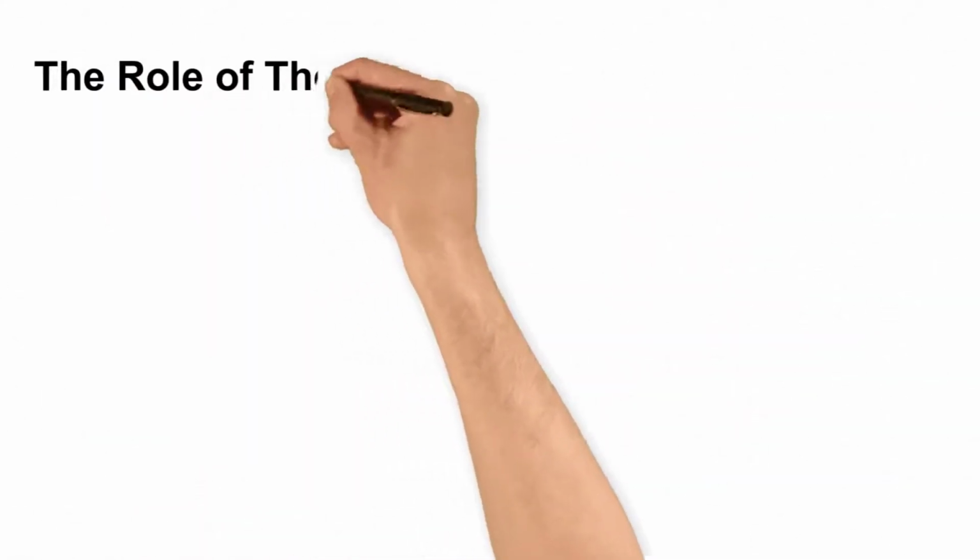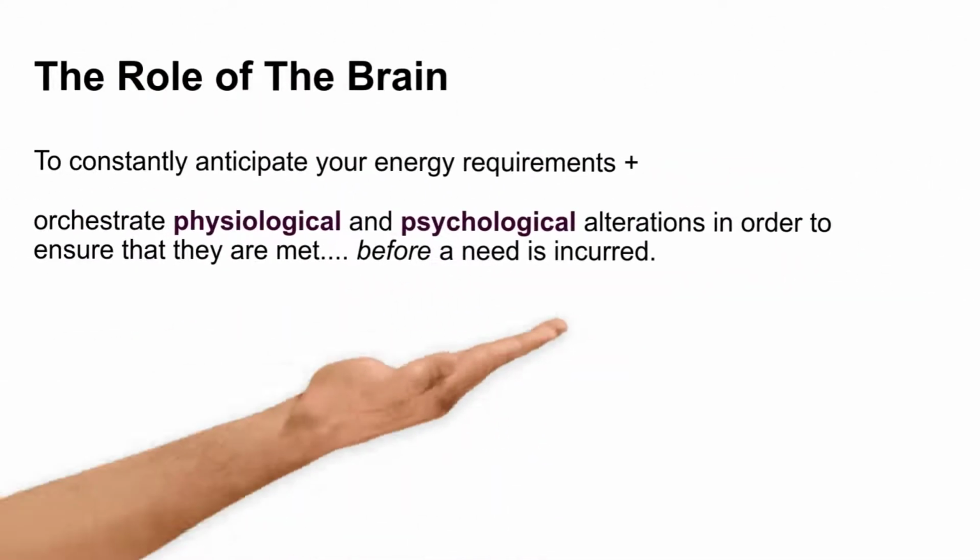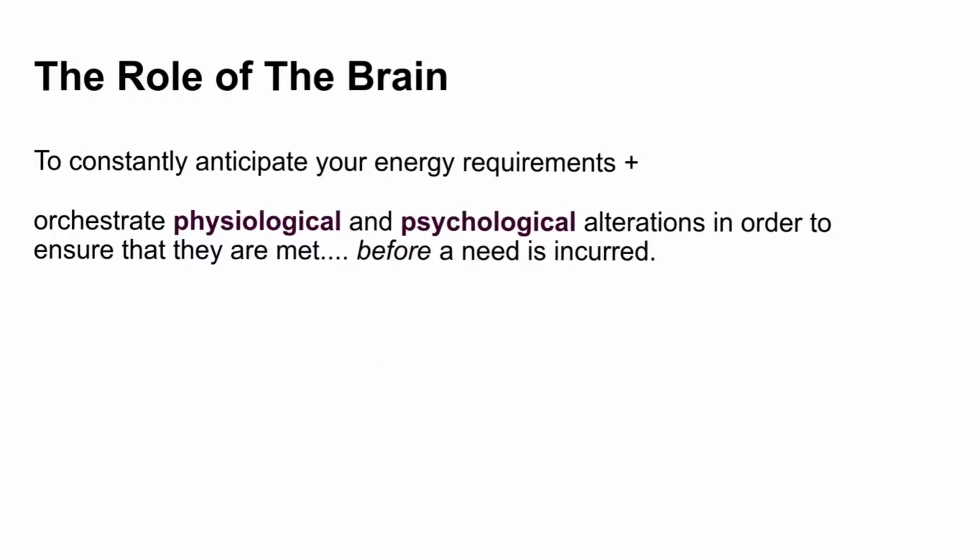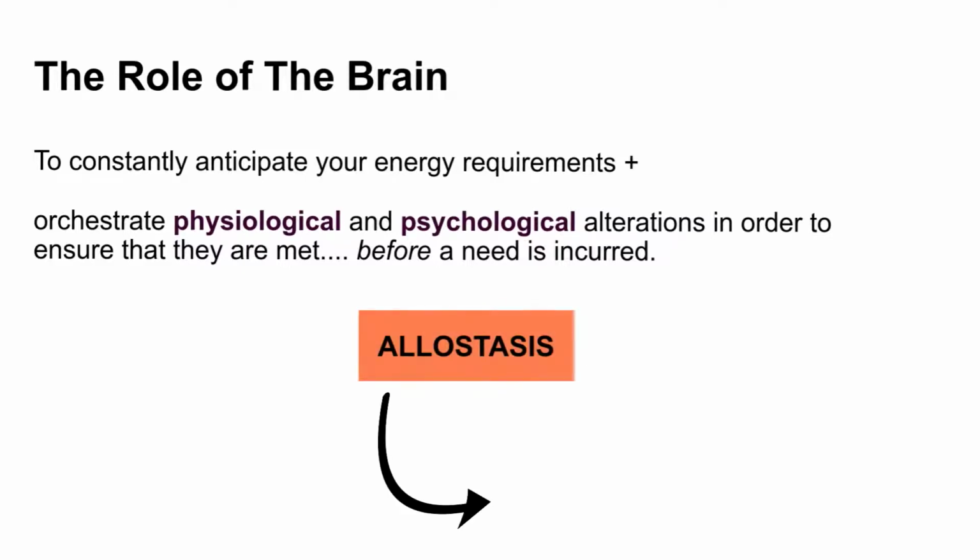Now we're ready to look at the theory of constructed emotion. The primary role of the brain as an organ isn't to keep you as happy as possible, it's to ensure that you're constantly meeting your energy requirements before you fall into a negative energy balance.